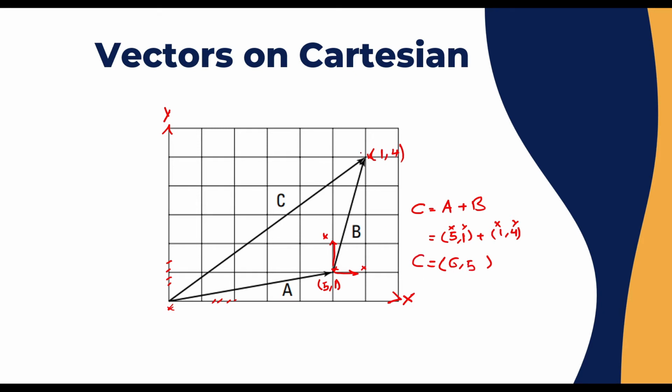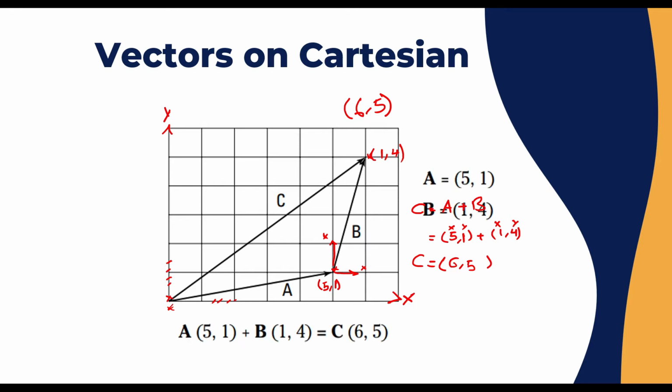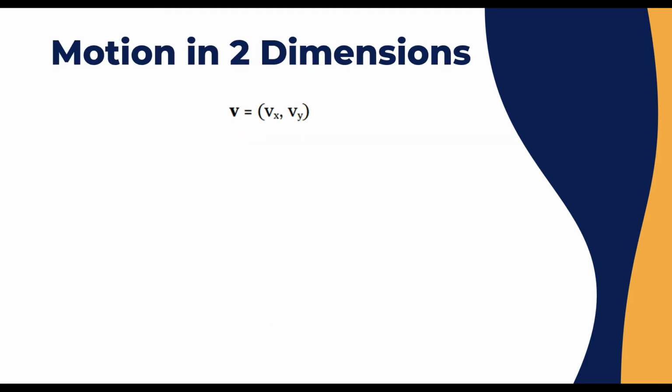So the location of C from the origin of C, which is over here, would be 6 and 5. In this case, you found the magnitude of the vector C on the Cartesian, or on the XY axis. So A equals 5 and 1, B is 1 and 4, and A plus B gives you C as 6 and 5. Now let's talk about motion in 2 dimensions.